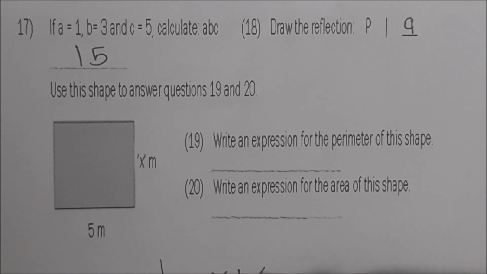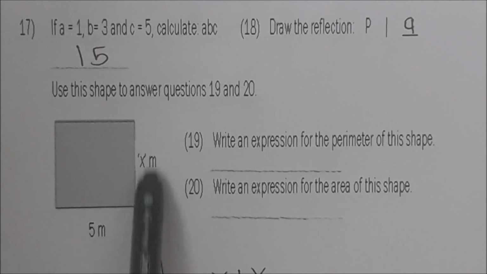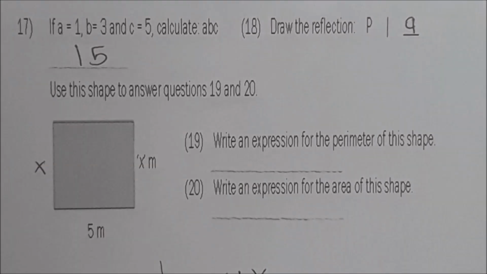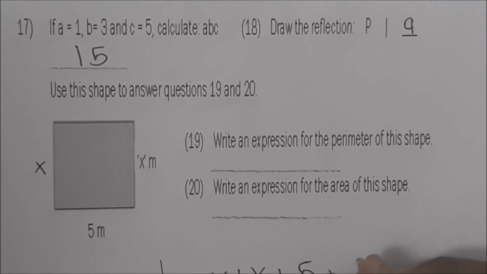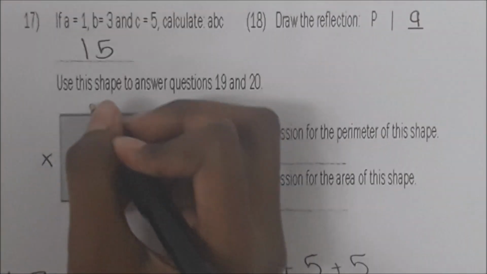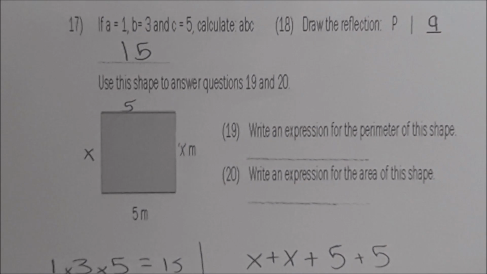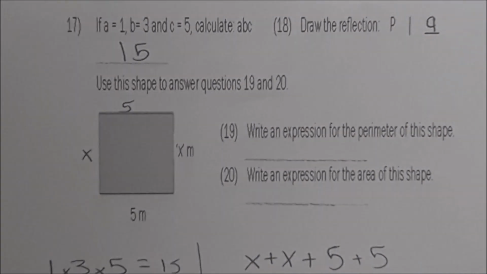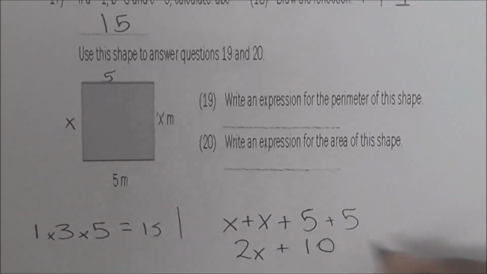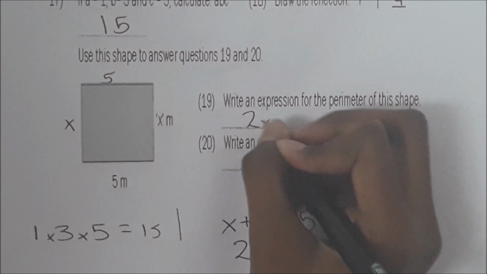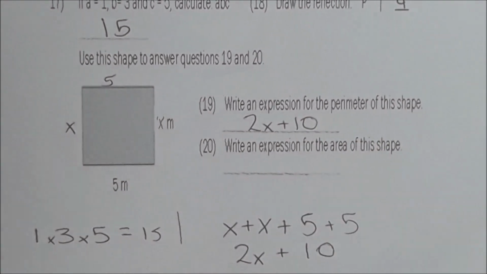x plus x. Show me where you got it from. This side and this side. Okay. Plus 5 plus 5. Show me where you got that from. From the top and the bottom. Okay. Now simplify it. x plus x, 2x. And 5 plus 5, 10. Write the answer. 2x plus 10. Very good, you remembered.